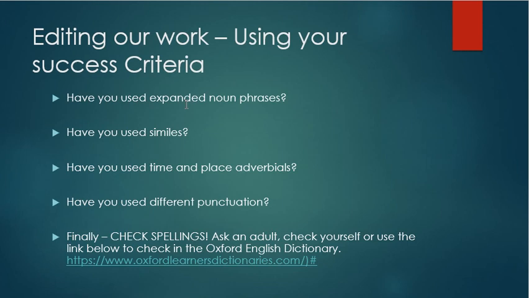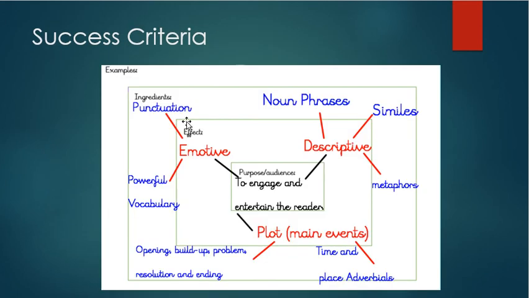Now that you've finished, it's time to edit your work. And to do this, we're going to need to use our success criteria and also to check our spellings. Think about these questions. Have you used expanded noun phrases? Have you used similes? Have you used time and place adverbials? Have you used different punctuation? If the answer is yes, then I want you to go to your success criteria and tick every ingredient you have used in your writing. If you haven't used one of them, perhaps think of a way that you can write it into your story.